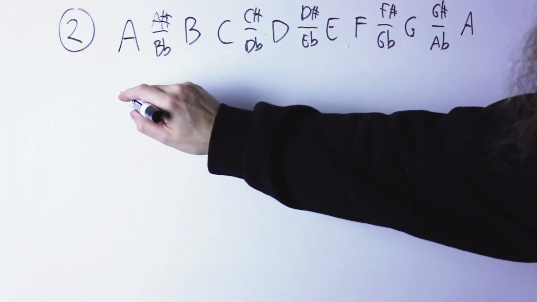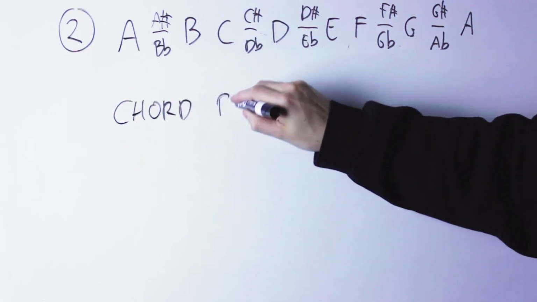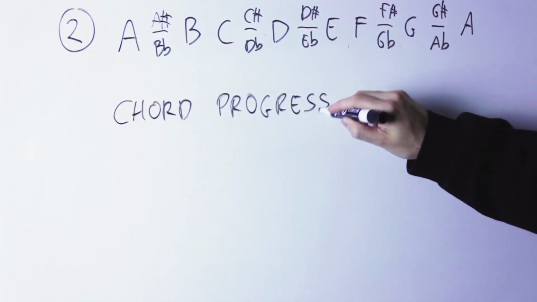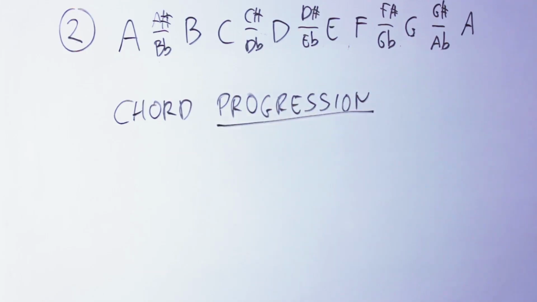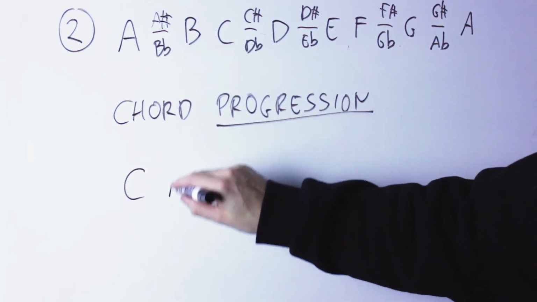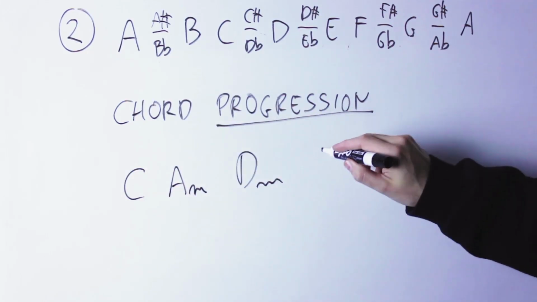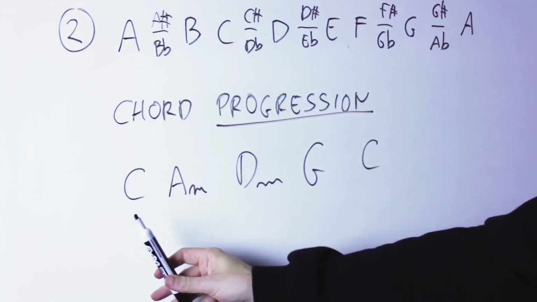If you play a few chords one after another on your guitar or in any other instrument, you get a chord progression. And most of the music you hear every day is simply made by chord progressions. A chord progression will sound like this. For instance, this is C, A minor, D minor, G.